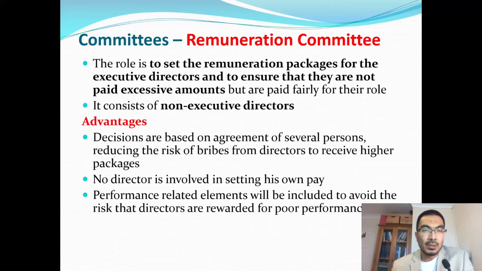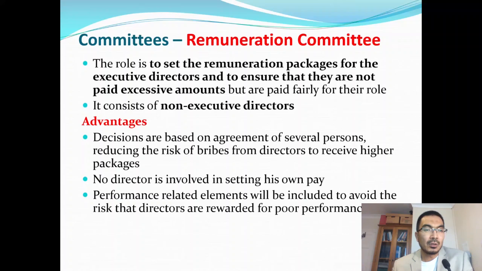And the second one we mentioned is the remuneration committee. Its role is to set the remuneration packages for the executive directors to ensure that they are not paid an excessive amount but paid fairly for the role that they do. So the remuneration committee's job is to set remuneration packages for executive directors, so that CEOs of the companies cannot take a lot of money as bonuses. It will have non-executive directors on the board.